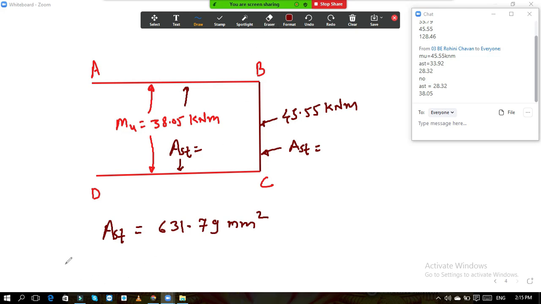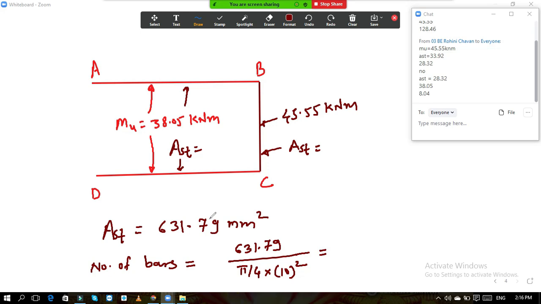So now I will write here, we have already assumed 10 mm diameter bar. Okay. So here we will calculate number of bars, which is equal to 631.79 divided by pi by 4 into 10 square. So how many number of bars are required? 8.04, which is nearly equal to 9. 9 number of bars are required.